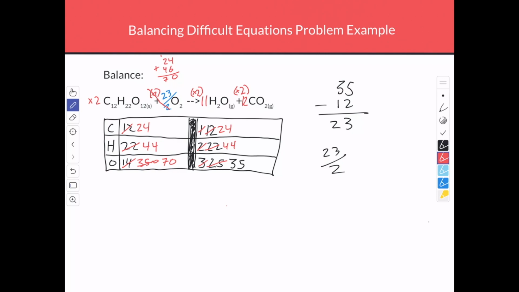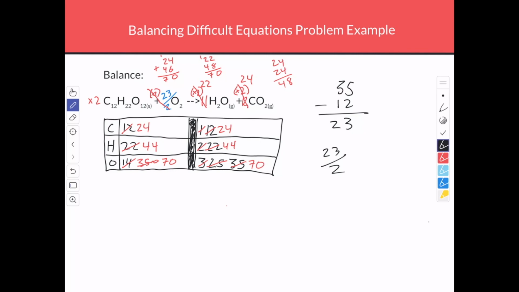Let's see if it holds true for the other side. See if it worked. 11, that was times 2, so that's now 22, right? So I've got 22 oxygens there. And then 24 oxygens times 2. 24 times 2 is 48. 48 plus 22 is 70. Well, hey, look, it looks like everything worked out.